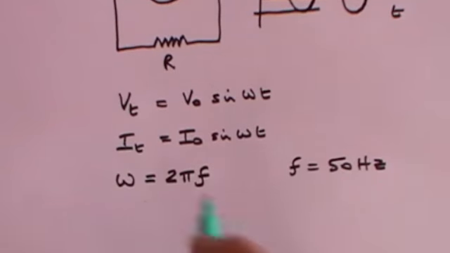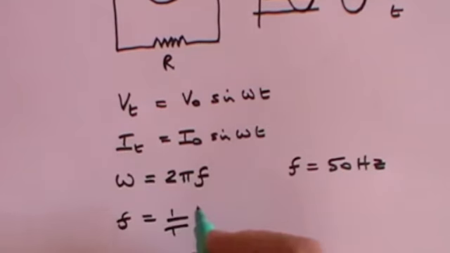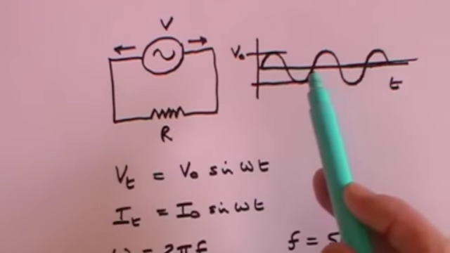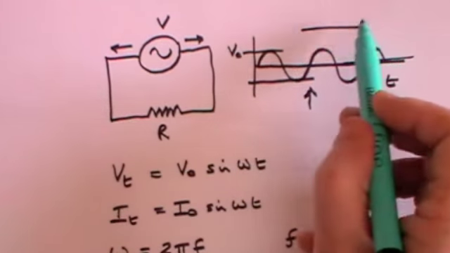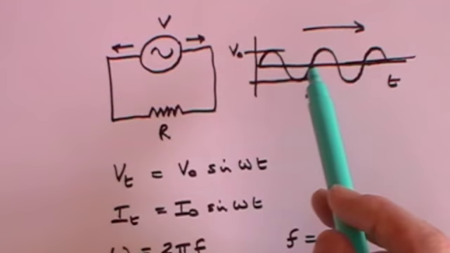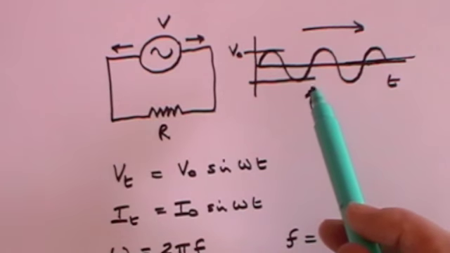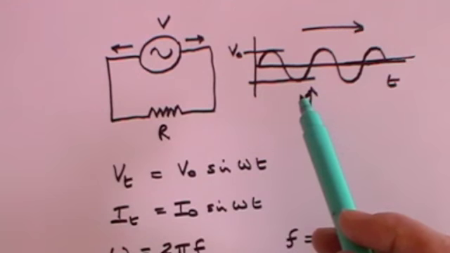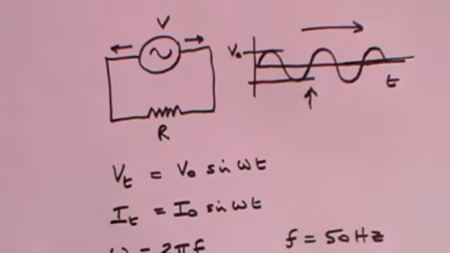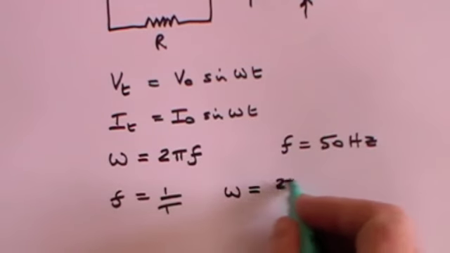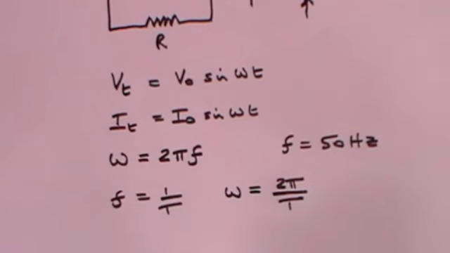We also know that frequency is 1 divided by the period. The reason is the frequency is the number of full waves which pass a given point. The waves are moving in that direction. The number of full waves that pass a given point in 1 second is the frequency. The period is the time it takes for one wave to go past that point. So the frequency is simply the inverse of the period. And if omega is 2 pi f, then omega must also be 2 pi over T, since f is 1 over T.